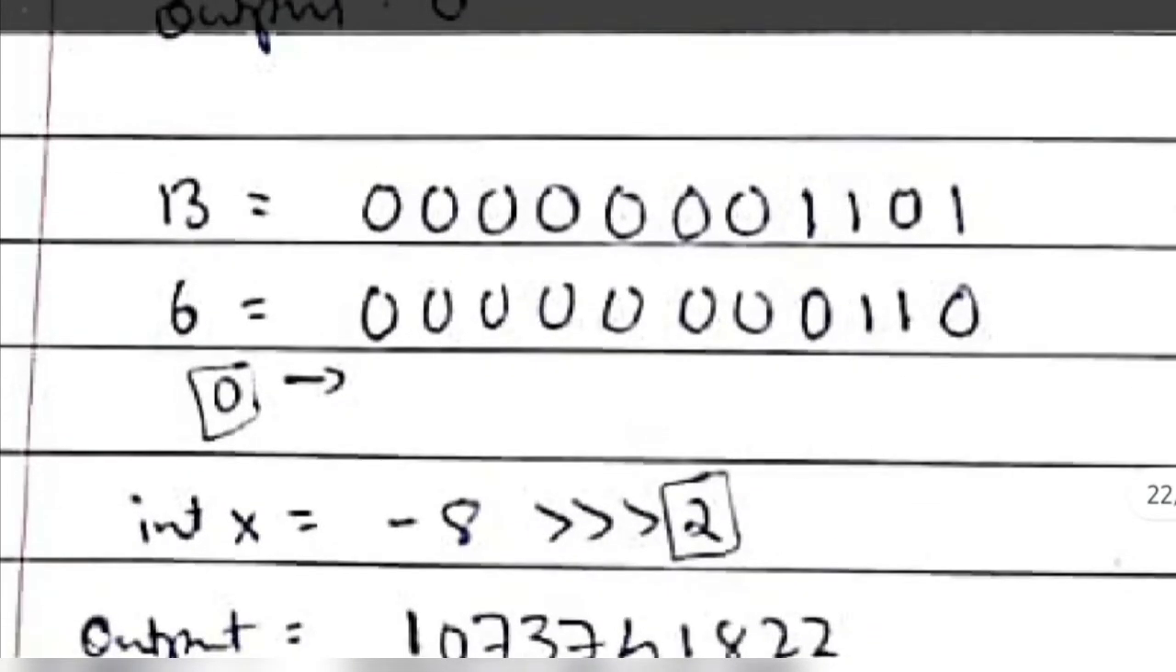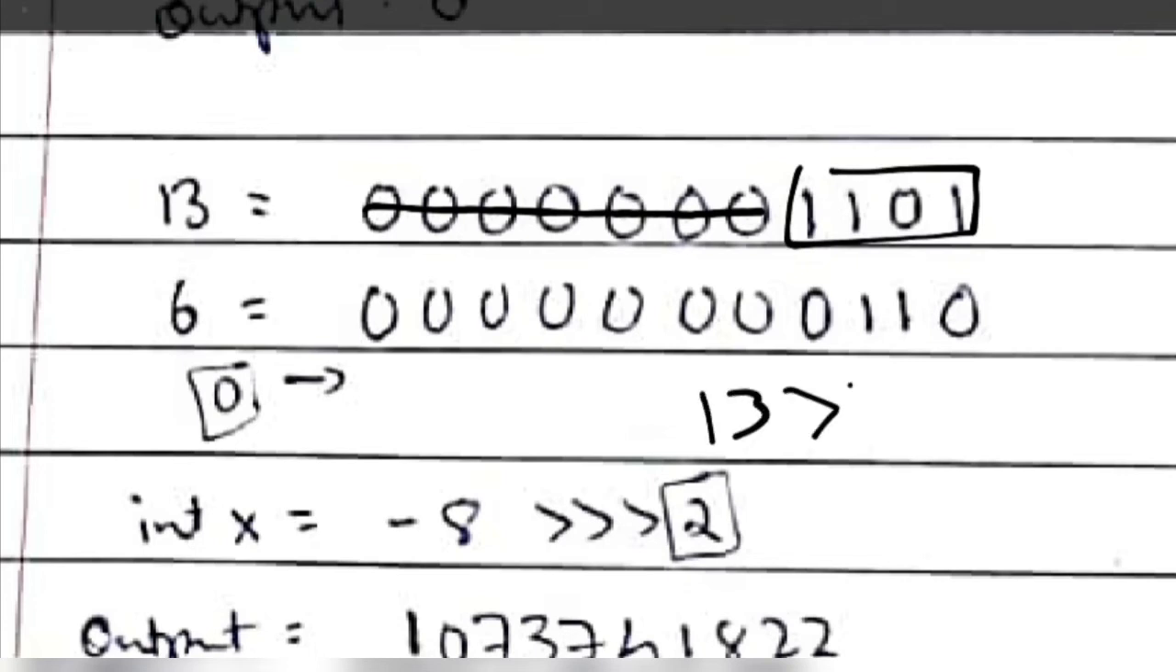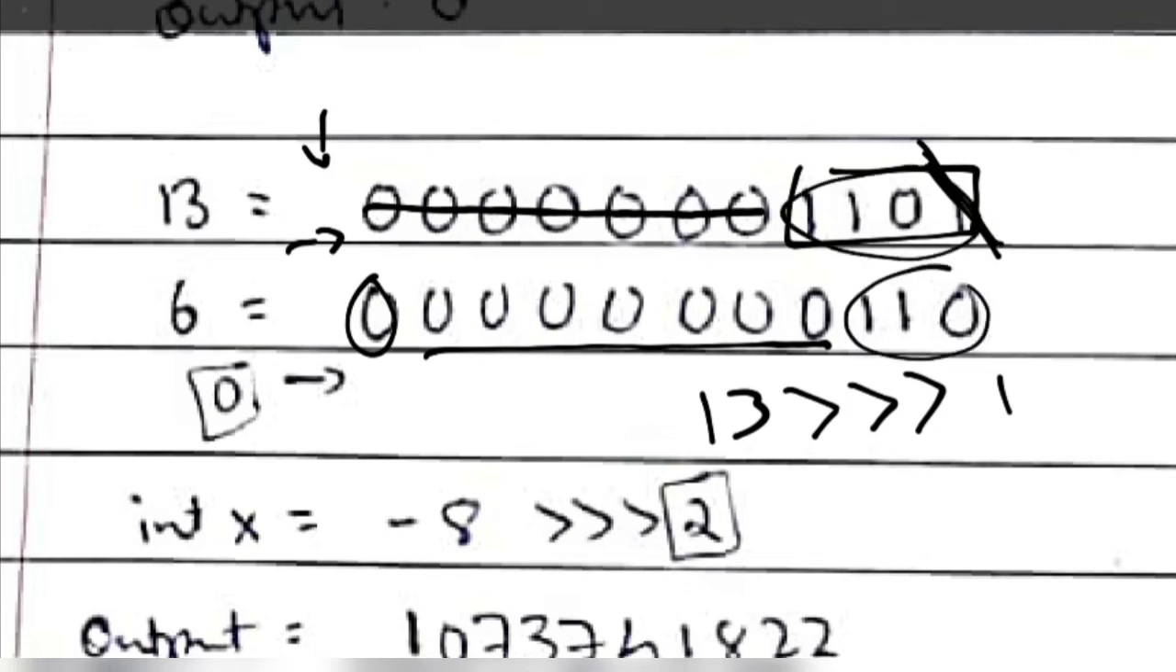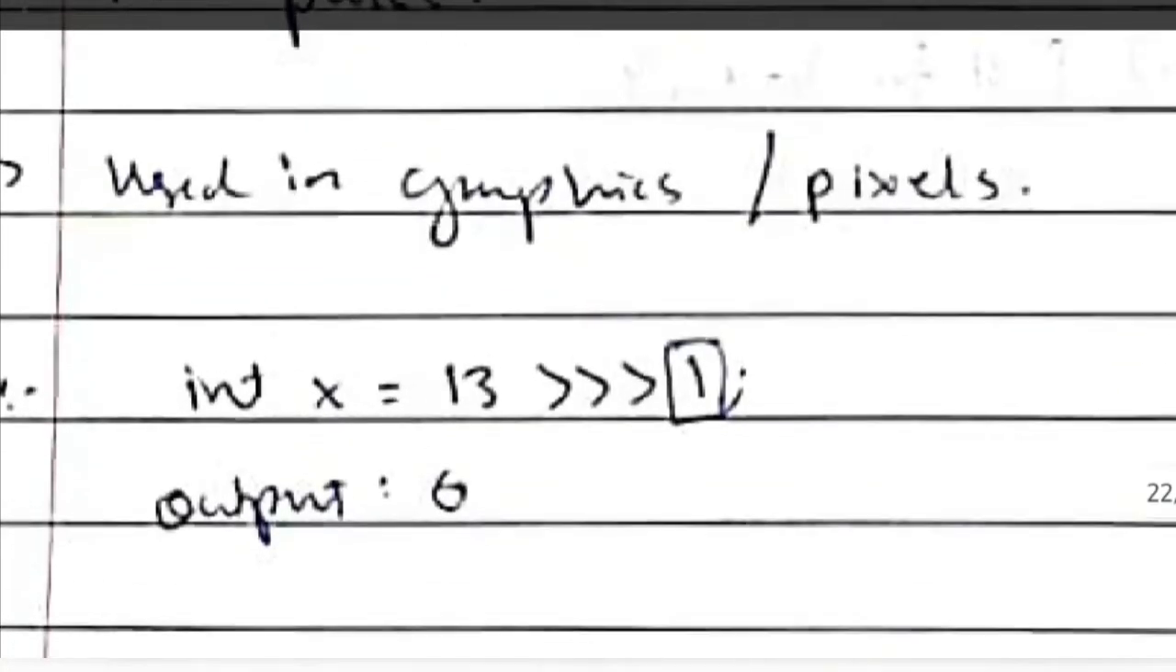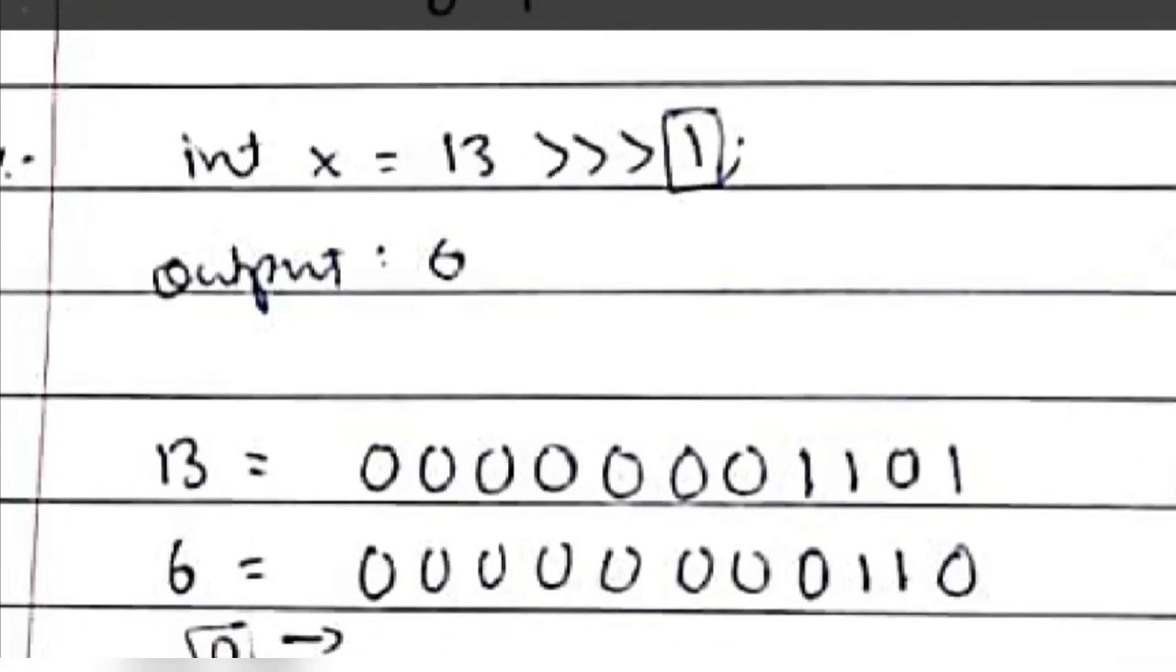See here, 13 in binary, if you don't consider the sign extension, is written as 1101, right? If I write 13 unsigned right shift operator and 1, at that time 0 will be inserted from here. So the last bit will be cut off and 0 will be inserted here, so excluding the last bit it will be 110. Okay, so that's the answer, which is 6 here. It will be performed by the unsigned operator. Okay, we are inserting the value from the left. Okay, that's the unsigned right shift operator.